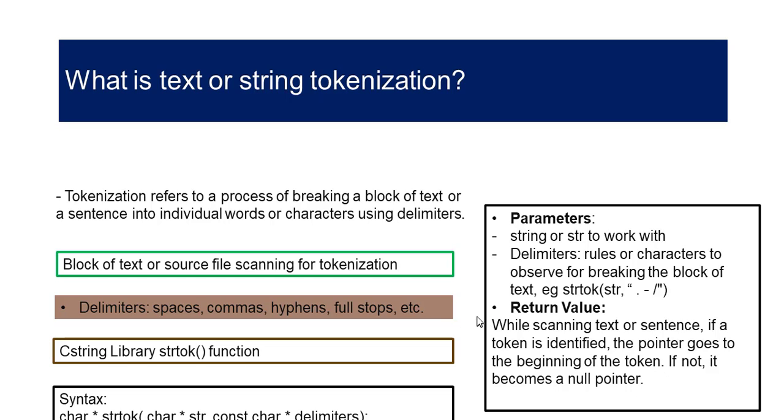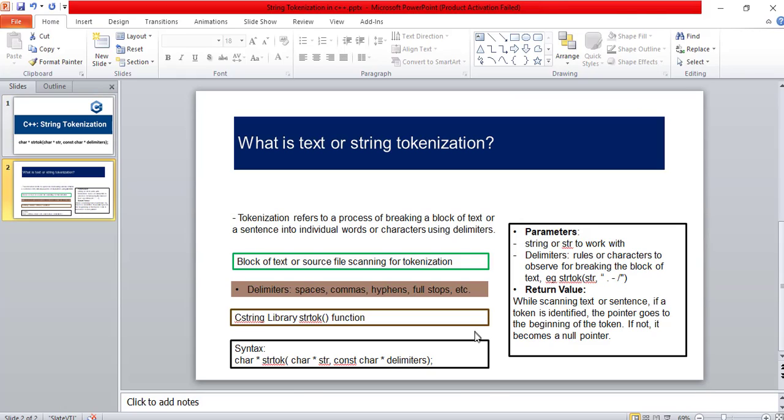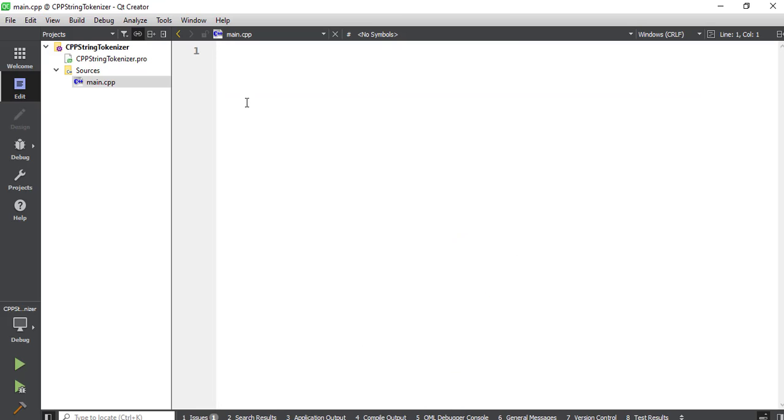I am going to be using the Qt IDE as my text editor. However, you can use any IDE as your text editor for this tutorial. Now, I have my IDE open. I have created a project already and I named it CPP String Tokenizer. It is a normal C++ project. You can name yours whatever you are happy with.